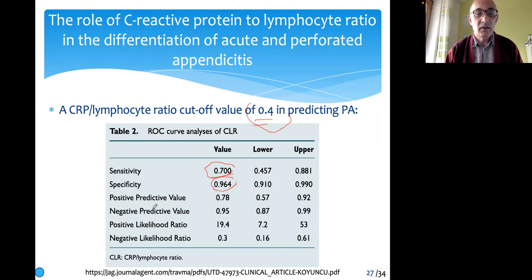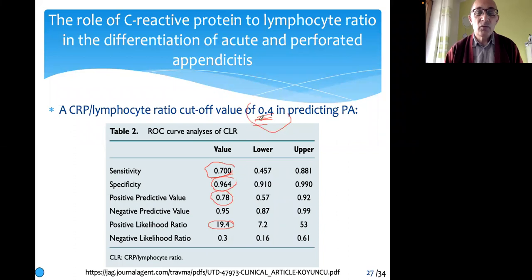And here we have the positive predictive value and negative predictive value. The positive likelihood ratio is 19. Remember, a value above 2 would be useful. So 19 is also pretty good. And the positive predictive value is also almost 80%. So all these indicators suggest that this threshold, 0.4, is a good choice to decide on diagnosis or to assist the surgeon in diagnosing perforated appendicitis.